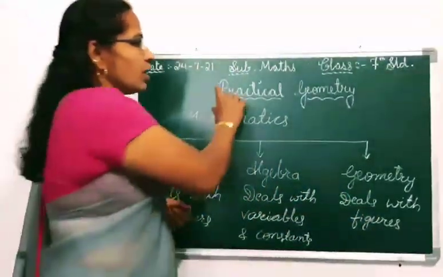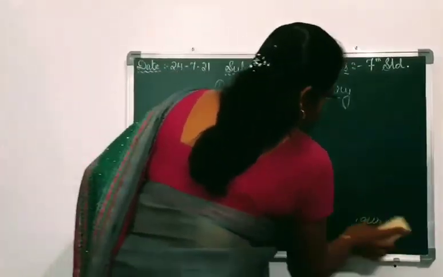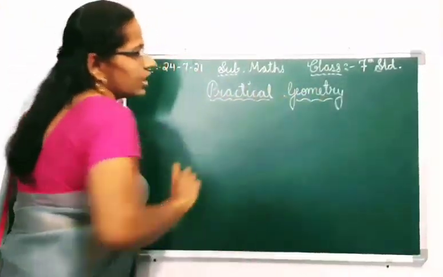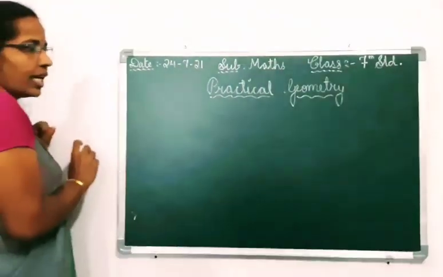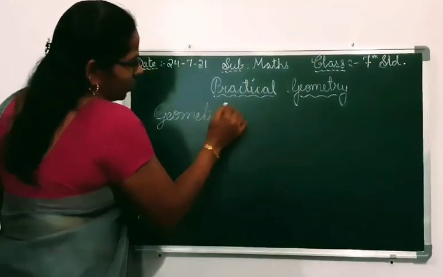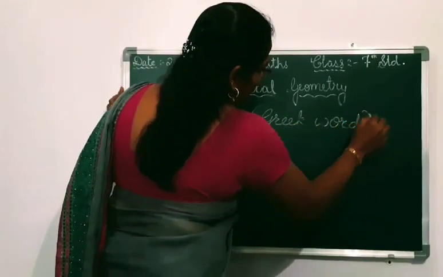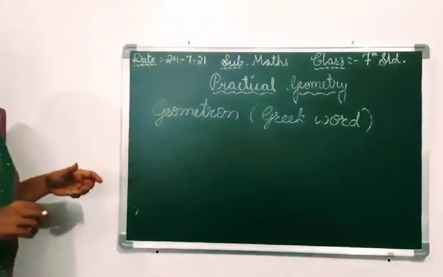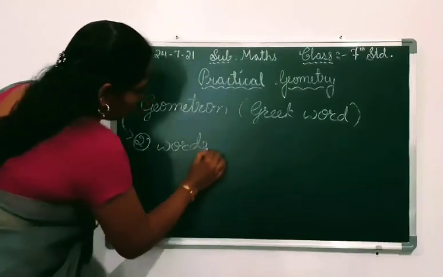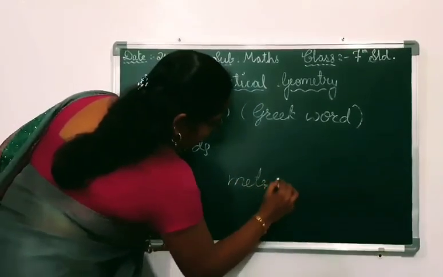Next we will move to practical geometry. Geometry is an English word, but geometron is a Greek word. In geometron you can see there are two words. One is geo and the second word is metron.